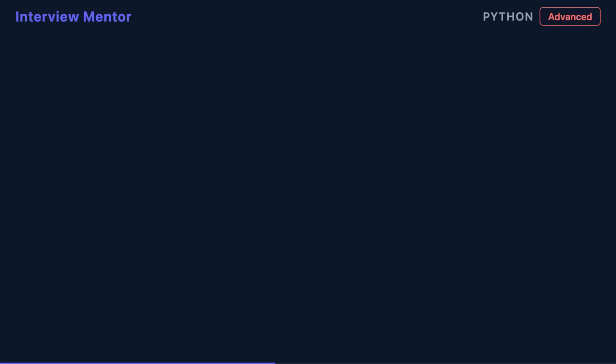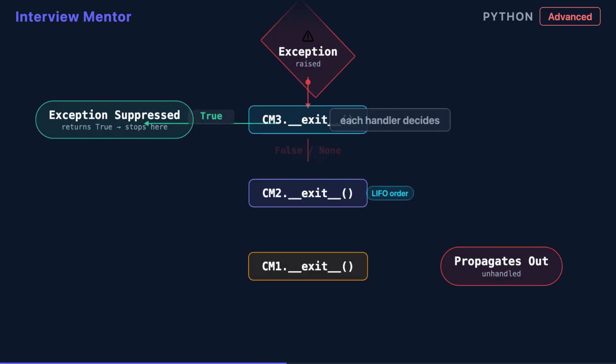you actually need. Exception handling flows through the chain in LIFO order. If a handler's __exit__ returns true, the exception is suppressed. No further managers see it. If it returns false or None, the exception propagates to the next handler. Each manager gets a chance to absorb or re-raise, giving you fine-grained error control.